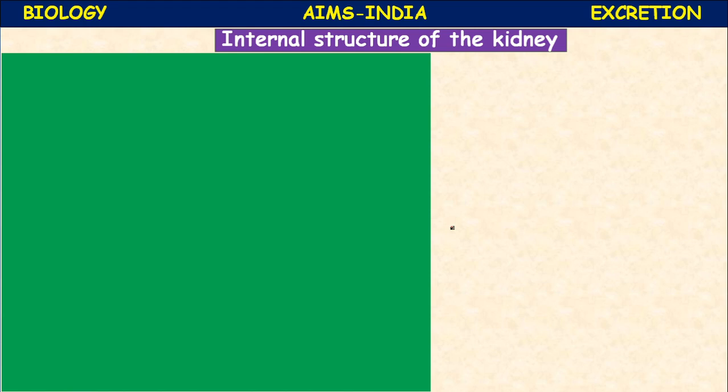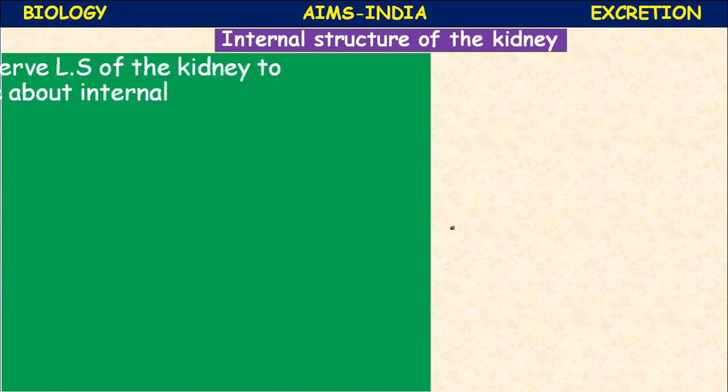Now, in order to understand the exact function of the kidneys, we need to study the internal structure of the kidneys. Externally, there are two kidneys. They are connected with tubes called ureters, and these open into a bag-like structure called the urinary bladder, which opens outside through the urethra. This is the general structure. But in order to understand the function, we should focus on the internal structure of a kidney.